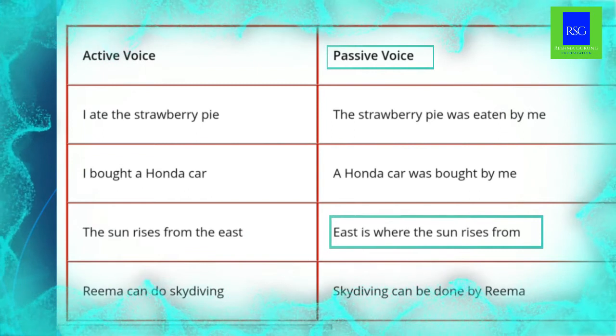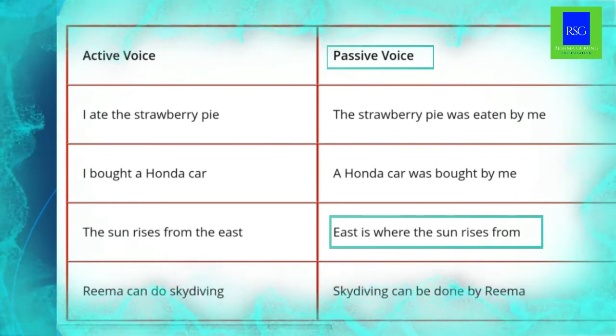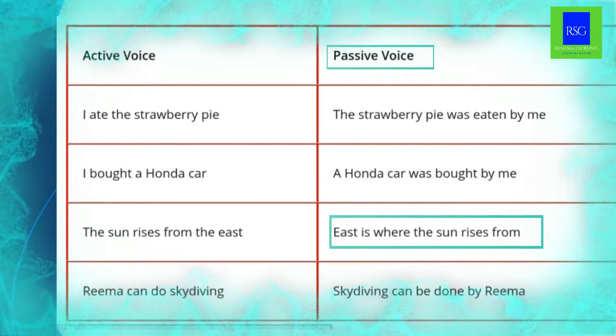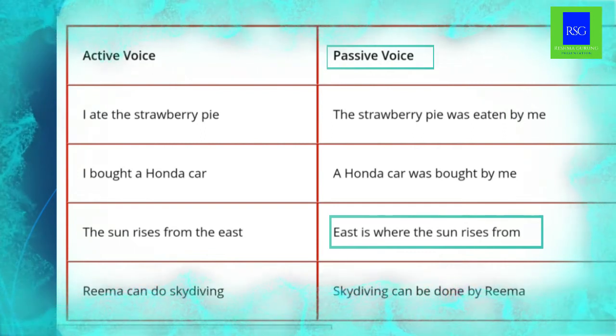Now in this sentence we are not going to use the word "by" here. Look at the sentence construction: East is where the sun rises from.